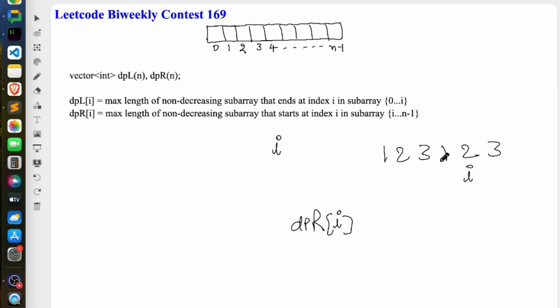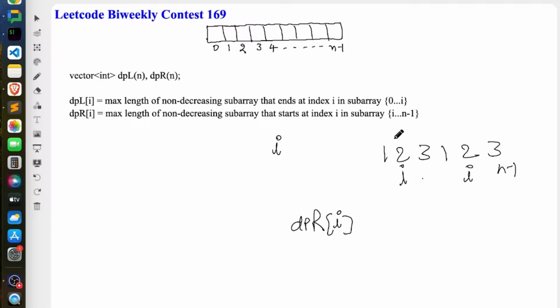What is dpr of I? I want to find out the maximum length of non-decreasing subarray that starts at index I, right? Starting from that index, what is the maximum length you can go so that the array is non-decreasing? Since this is the last element, it's anyway 2, right? For this one. Now let's take another example. Let's say your I is, for example here, not 3, let's say the I is here, I is 2. I want to find out dpr for this index 2. I want to find out the maximum length of non-decreasing subarray that starts from this index I in the subarray I to n minus 1, right?